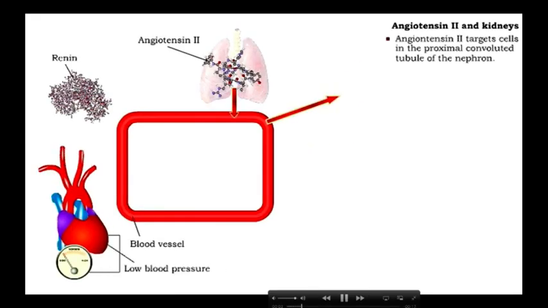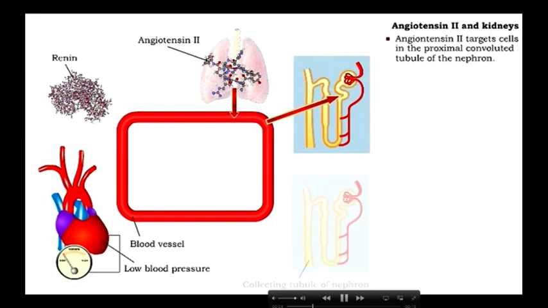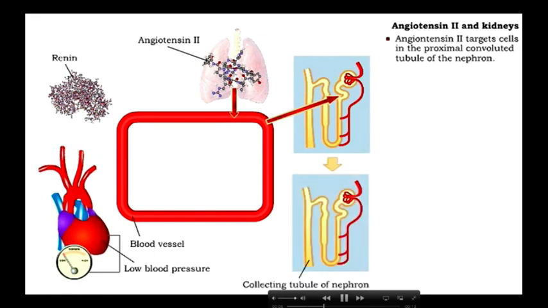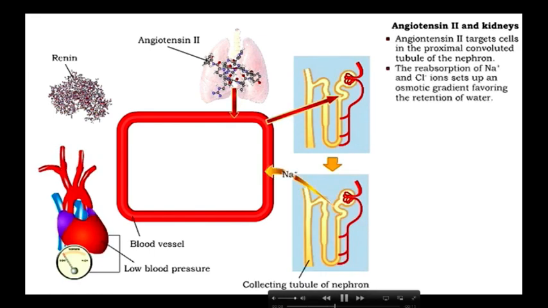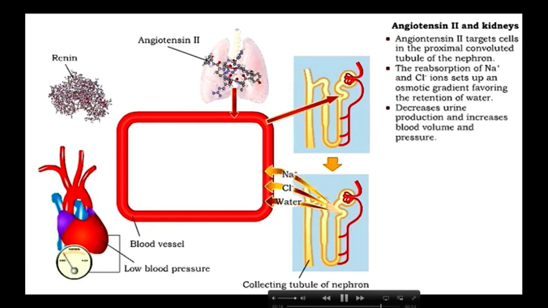Angiotensin II also targets cells in the proximal convoluted tubule in the nephron. The reabsorption of sodium and chloride ions sets up an osmotic gradient favoring the retention of water. This decreases urine production and increases blood volume and pressure.